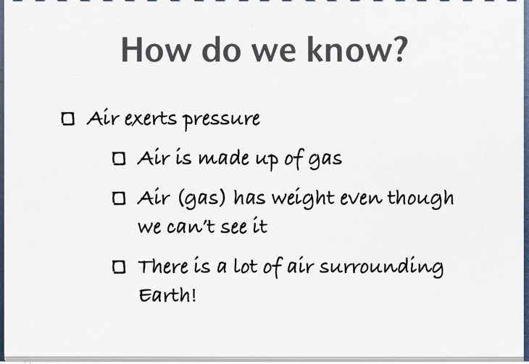So how do we know that air exerts pressure? Because we can't see air, we breathe it. So we know that it's made up of gas. It's made up of several different gases. Most of air is made up of nitrogen, and oxygen is the other larger component of the air that we breathe.